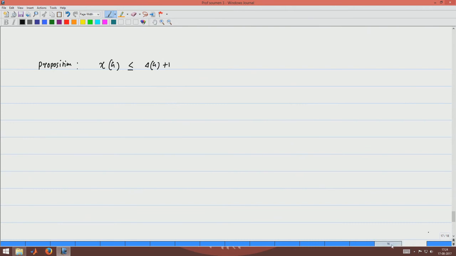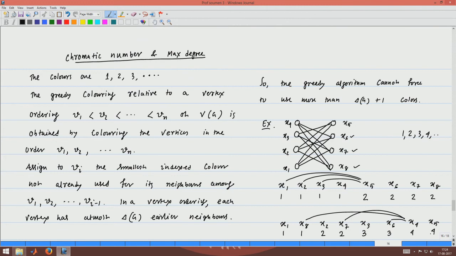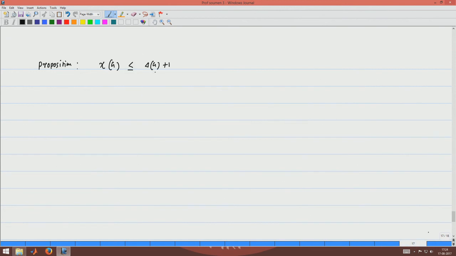This is also explained in the greedy algorithm, that in any vertex ordering, each vertex Vi has at most delta g neighbors on its left. So, the greedy algorithm cannot force to use more than delta g plus 1 colors. So, this clearly says that the chromatic number of the graph g is always less than or equal to the maximum degree plus 1. Okay, so, now just for information, we talk about some theorems, results known in this area.